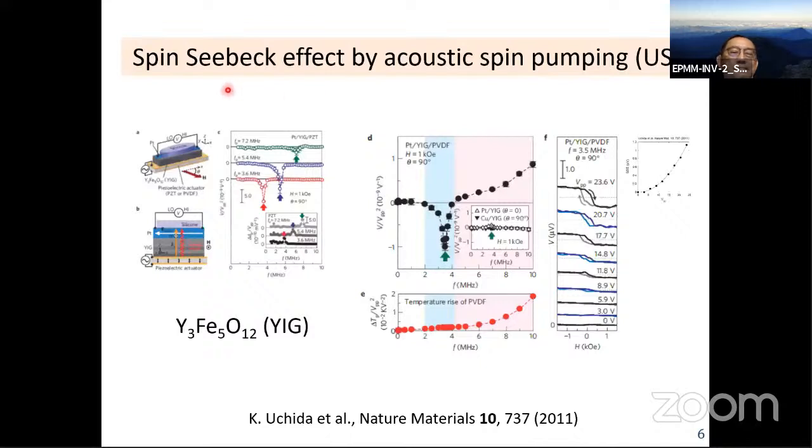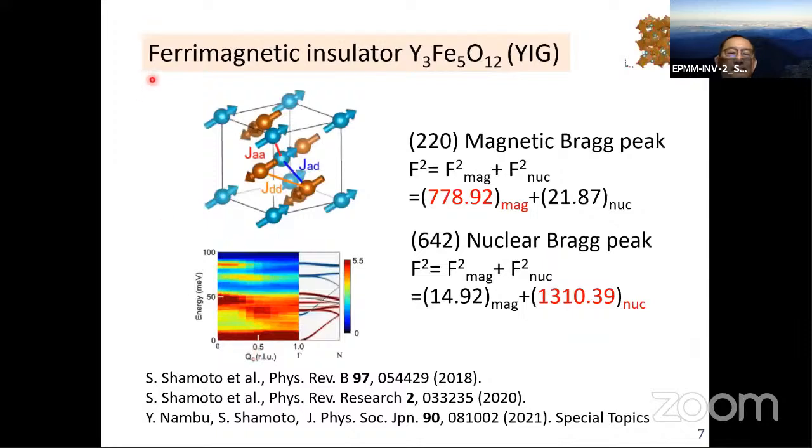Spin-Seebeck effect is observed by acoustic spin pumping of ultrasound on yttrium iron garnet. This light blue shaded region shows negative spin-Seebeck voltage induced by ultrasound. Therefore, we selected yttrium iron garnet for our sample. Yttrium iron garnet is known as a ferrimagnetic insulator with this unit cell. There are two types of magnetic moment site. The ratio is 3 to 2, resulting in a ferrimagnet.